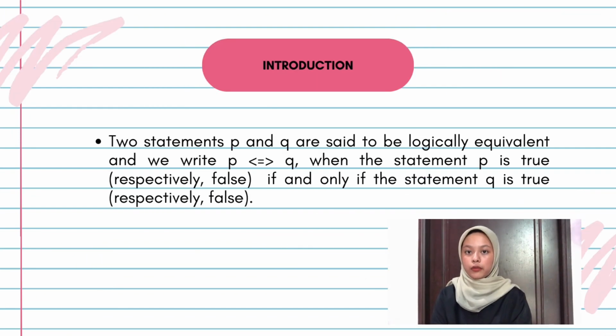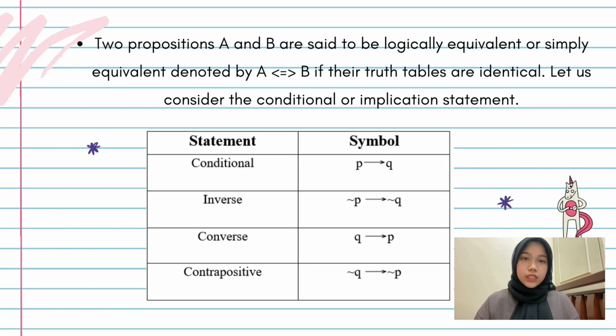Definition of logical equivalence. Two statements P and Q are said to be logically equivalent, and we write P equivalent to Q, when the statement P is true, respectively false, if and only if the statement Q is true, respectively false. Next, two propositions A and B are said to be logically equivalent, or simply equivalent, denoted by A equivalent to B, if their truth tables are identical.